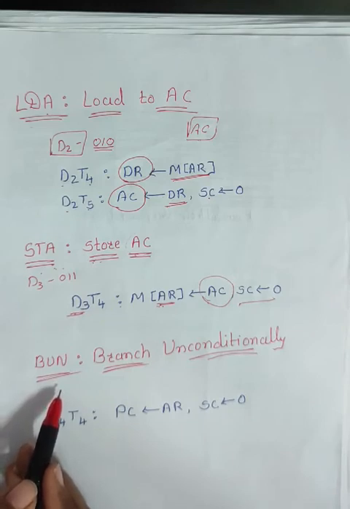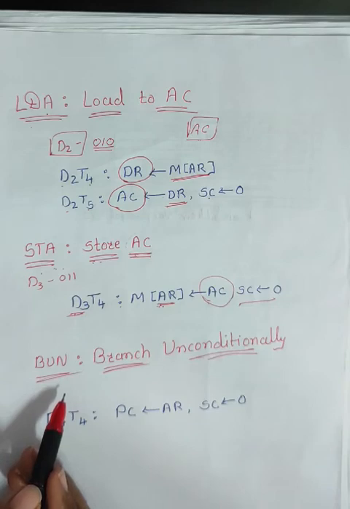But what if I want to jump? What if the program wants to branch or jump unconditionally? Suppose the value of the program counter is 1024. Instead of going to 1025, I want to go to 2041. So for that, this instruction is used.